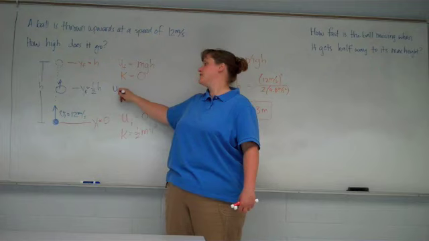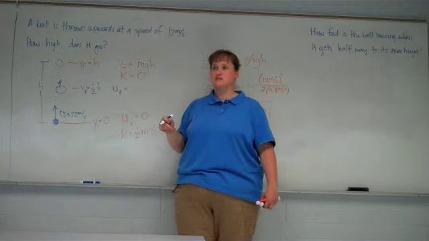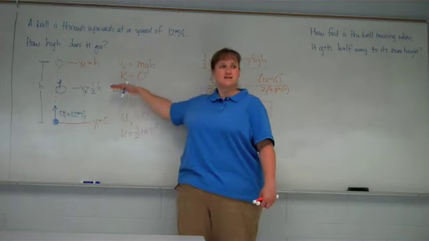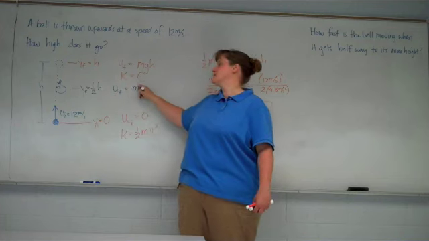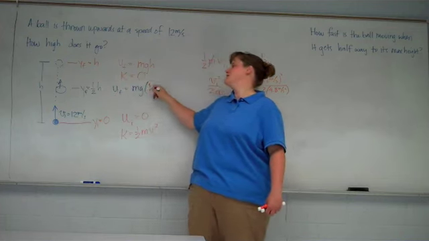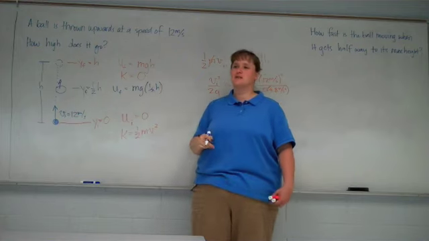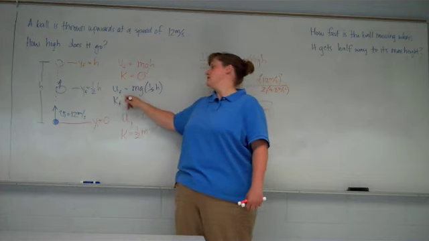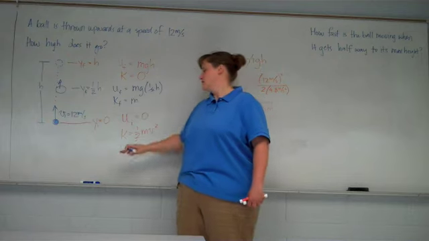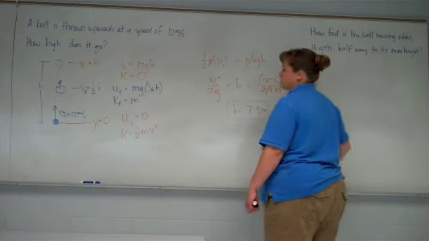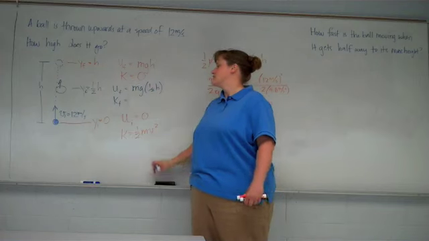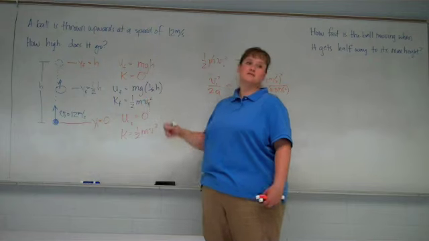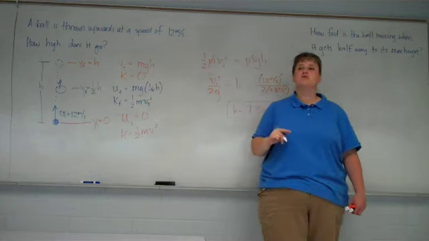So we have gravitational potential energy, because it's not at y equals 0. So the fact that it's above our y equals 0 means we have gravitational potential energy. But the ball is moving still. So the ball also has kinetic energy. So it has both types.